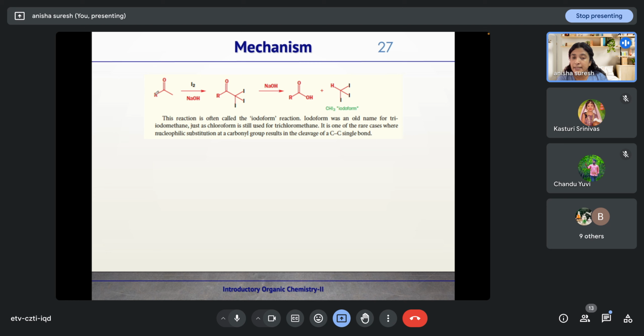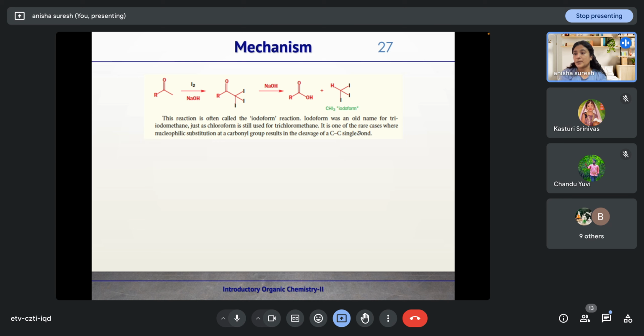When there is a methyl ketone and it is treated with I2 and NaOH, this methyl group is replaced by CI3. When it is further treated with NaOH, it will lead to formation of a carboxylic acid and iodoform, like a nucleophilic addition reaction taking place. This reaction is often called the iodoform reaction. Iodoform was an older name for triiodomethane, just as chloroform is still used for trichloromethane. It is one of the rare cases where nucleophilic substitution at a carbonyl carbon results in the cleavage of a carbon-carbon single bond.